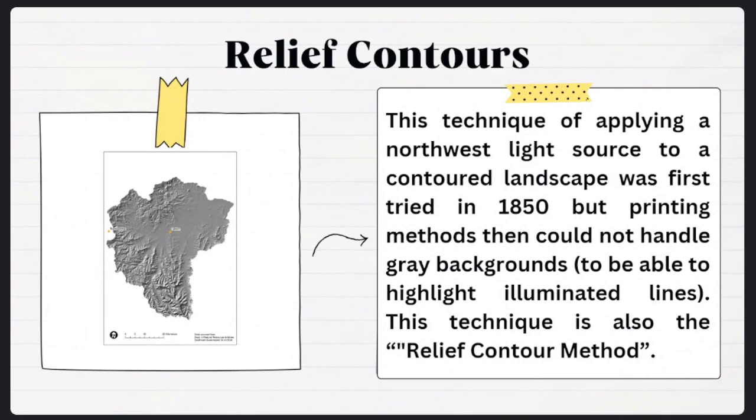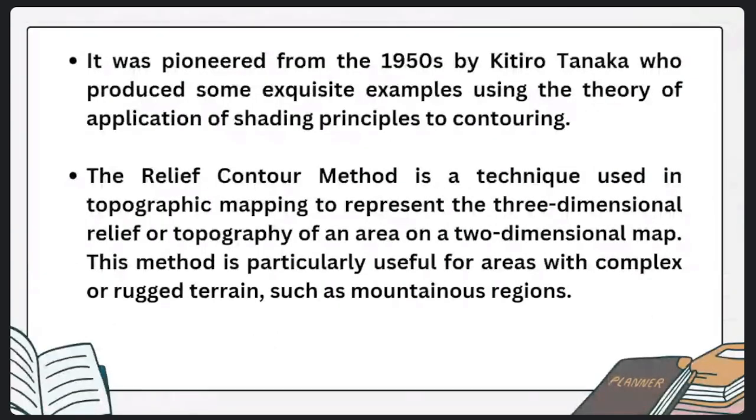It was pioneered from the 1950s by Kitiro Tanaka, who produced some exquisite examples using a theory of application of shading principles to contouring. The relief contour method is a technique used in topographic mapping to represent the three-dimensional relief or topography of an area on a two-dimensional map. This method is particularly useful for areas with complex or rugged terrain such as mountainous regions.